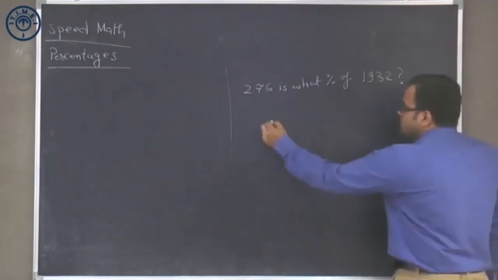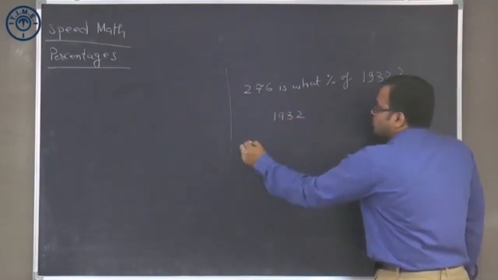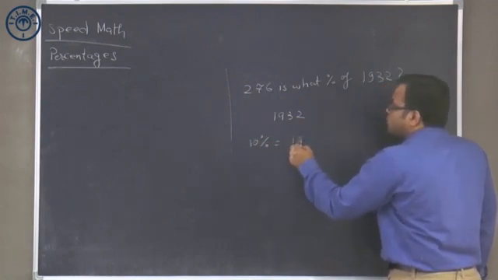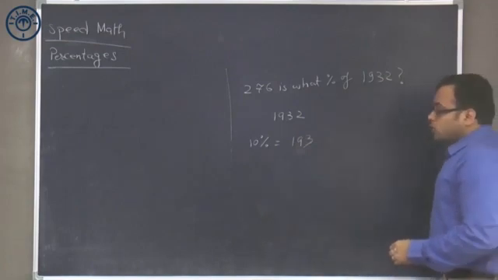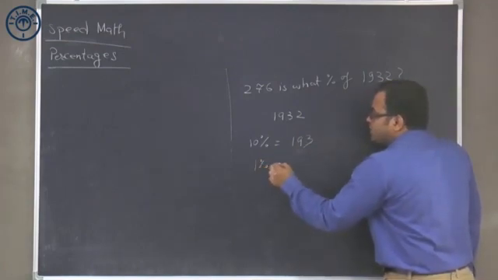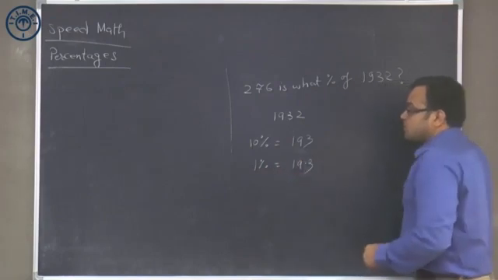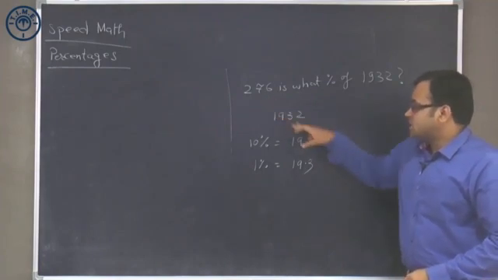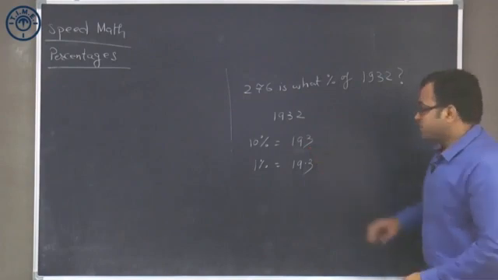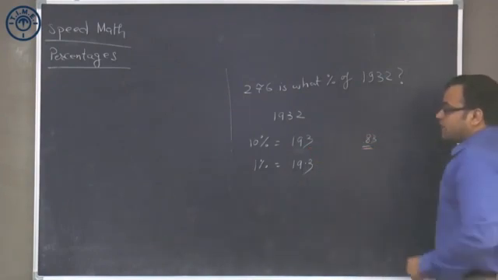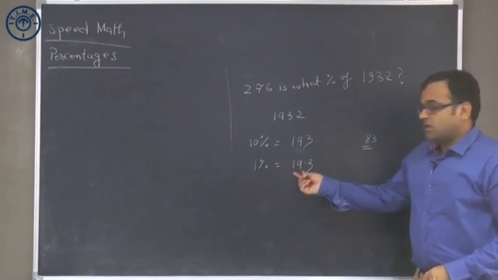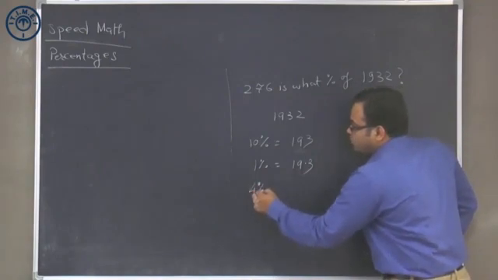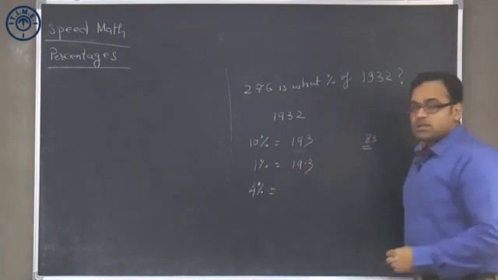If the number is 1932, 10% of this number will be equal to 193. Also 1% will be equal to 19.3. From 193 to 276, what's the difference? 76 plus 7, 83 is the difference. If 83 is the difference, for 83 divided by 19.3, this will be approximately 4 times. So if I take 4% here, 4% will be equal to 19.3 multiplied by 4.